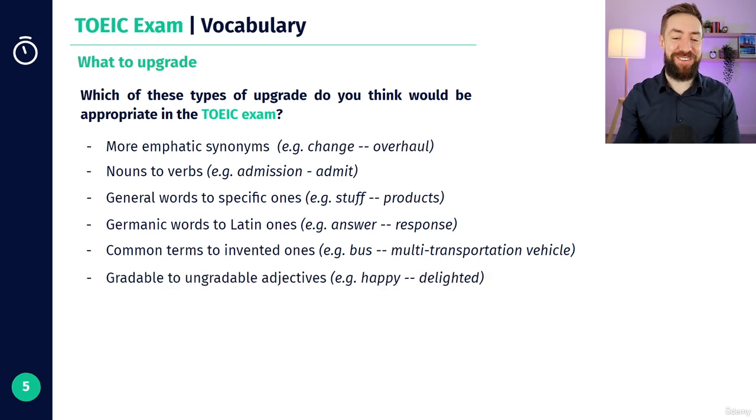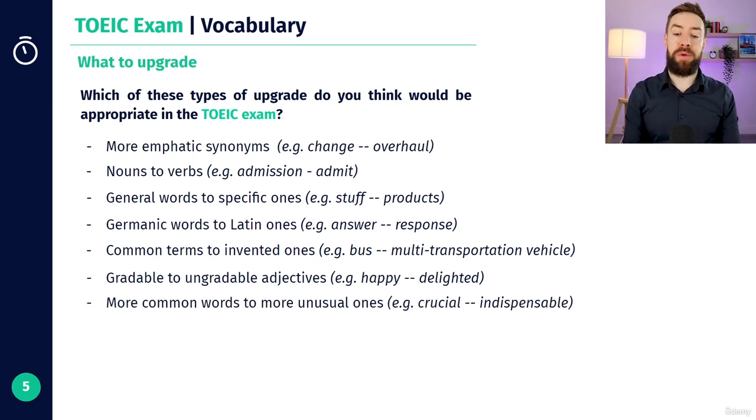I enjoy that one. Gradable to ungradable adjectives, happy over to delighted. And more common words to more unusual words, crucial being a bit more common, or maybe a word like important, over to indispensable, a less common word. Okay, so those are some different choices, but what I want you to do now is look at each of them one by one and decide, is this a good idea in the TOEIC exam or is it not a good idea? Okay, pause the video and try now.